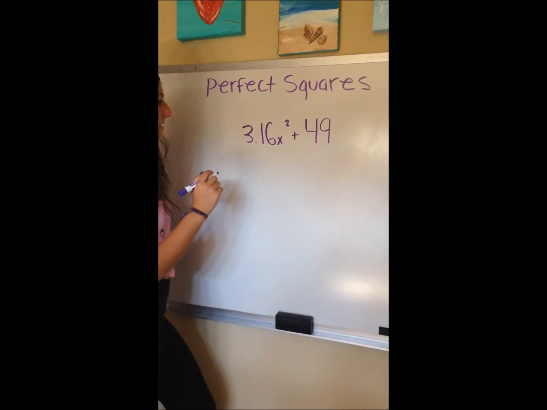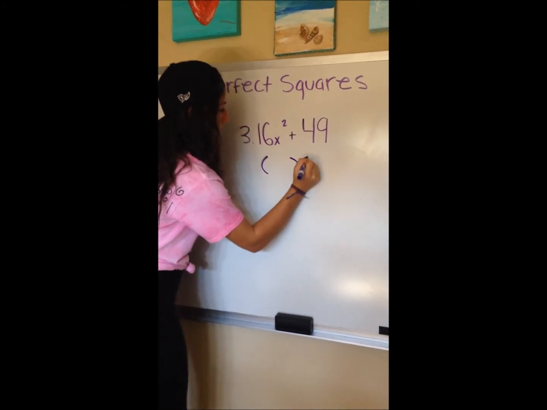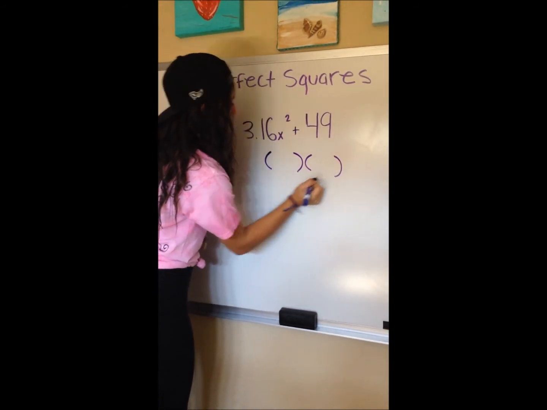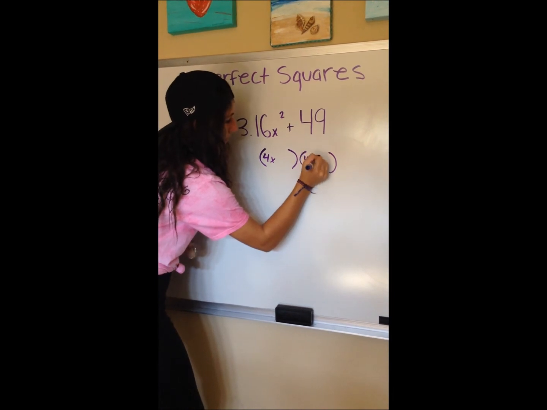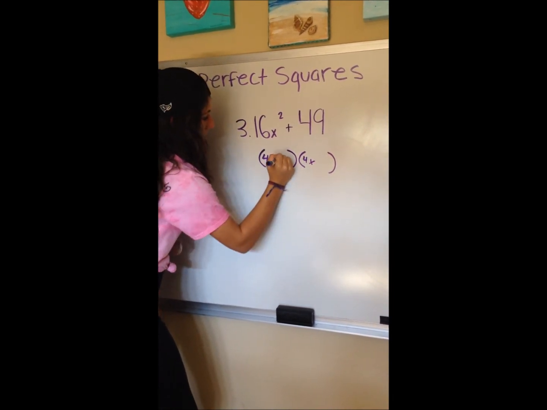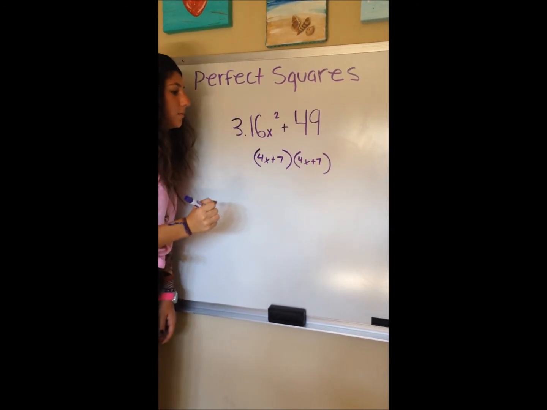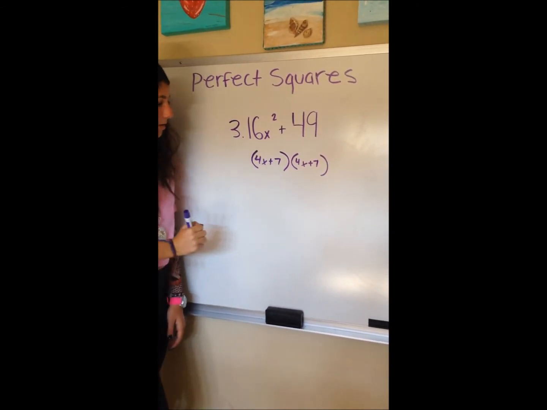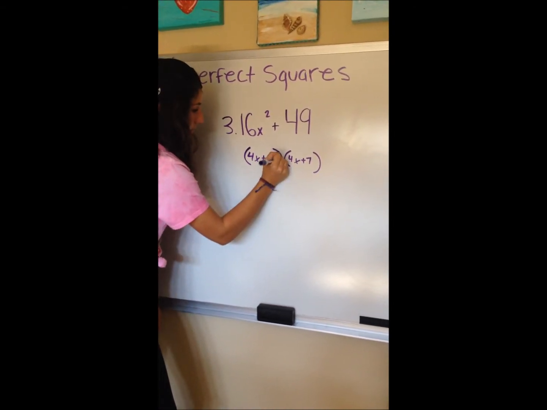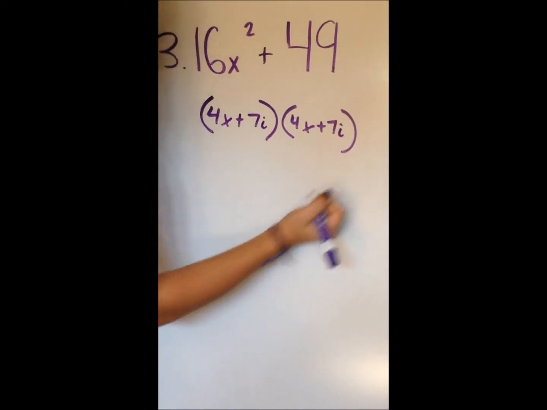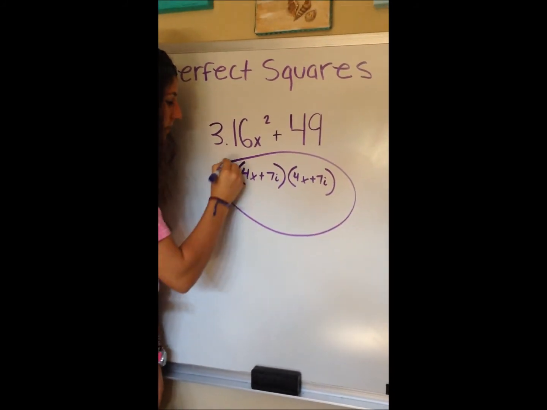Okay, so number 3 is 16x squared plus 49. So let's draw our parentheses. Okay, so 4x times 4x equals 16x squared, and positive 7 and positive 7 multiplied together equal 49. But since these are both positive 7s, it's prime, so you have to add in the imaginary number symbol because it's imaginary. And this is your answer.